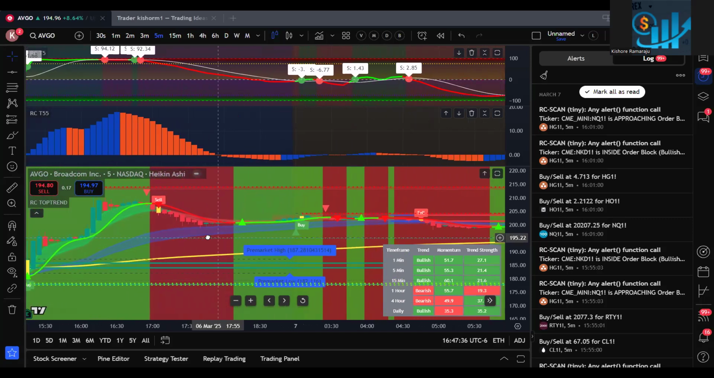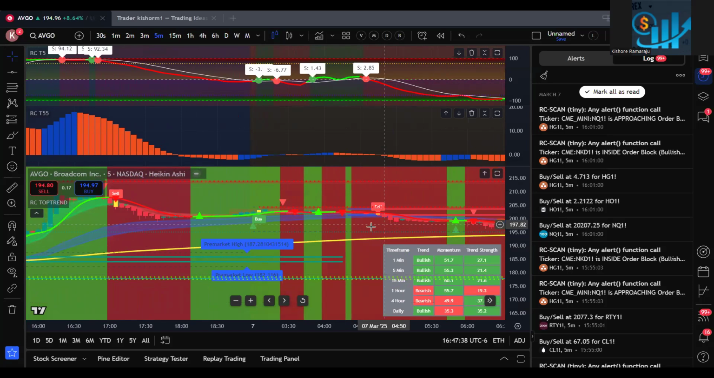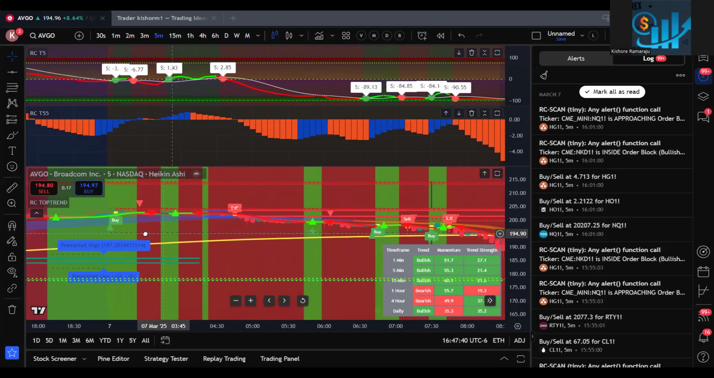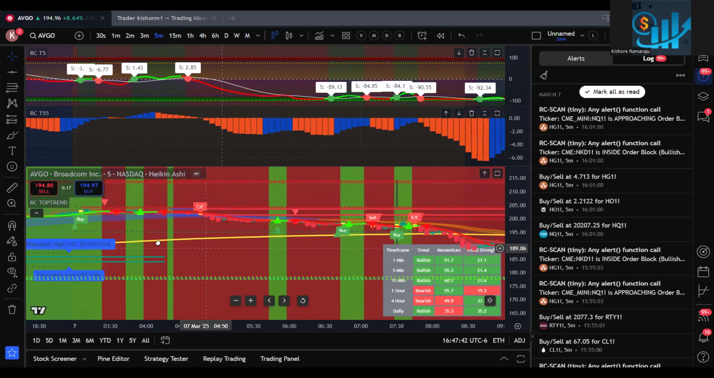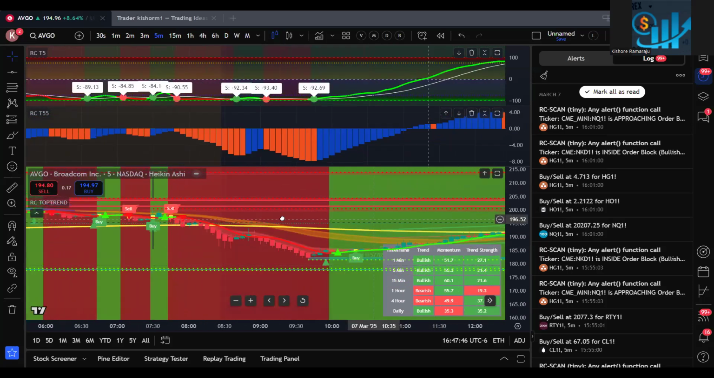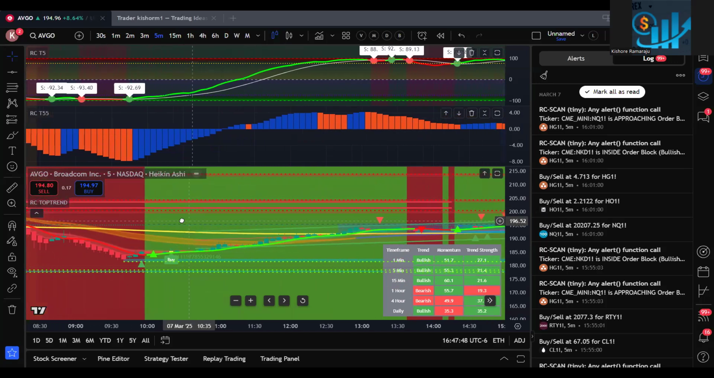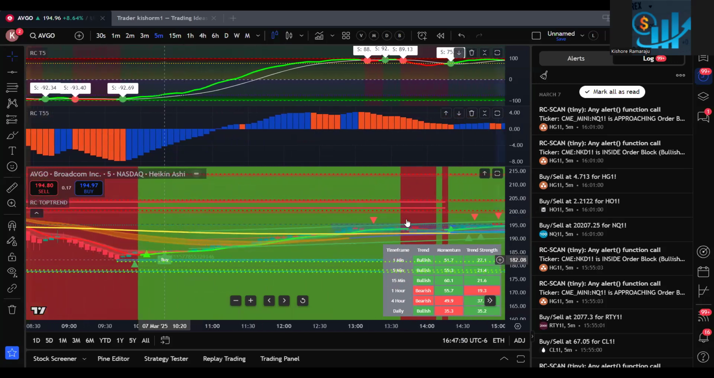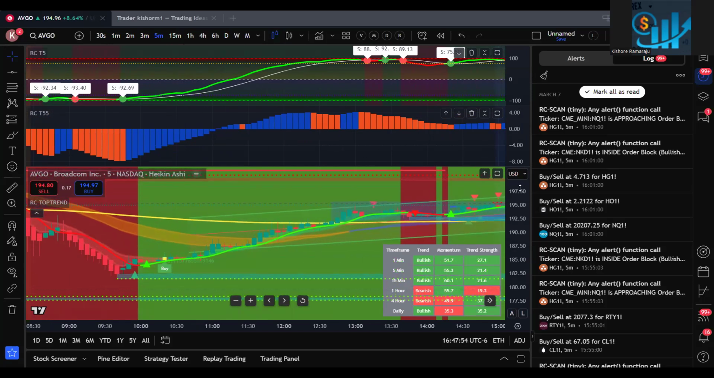March 7th. So for example, you can see that we got a buy signal here. You see a buy signal, the background is green. And what do you see here?